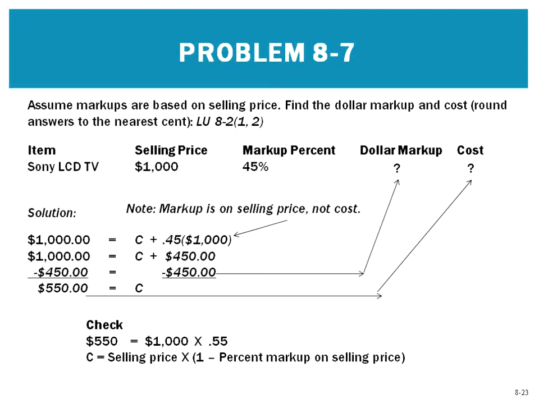But here, let's look at their algebraic way of doing it. So we know that 1,000 is equal to cost plus 45% of 1,000. All right? So it's 1,000 equals C plus 450. Minus 450 on this side, minus 450 on this side. We're left with 550, and 550 is equal to C, which is our cost. So find the dollar markup, 450. Find the cost, 550. All right? So that is it for Chapter 8.